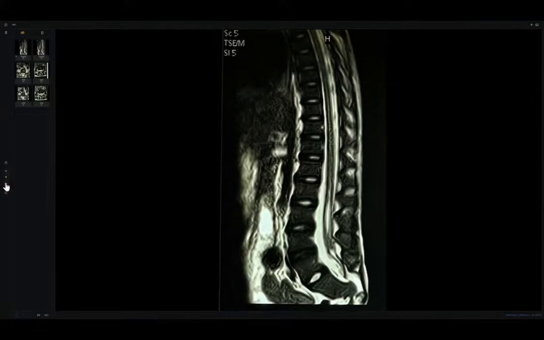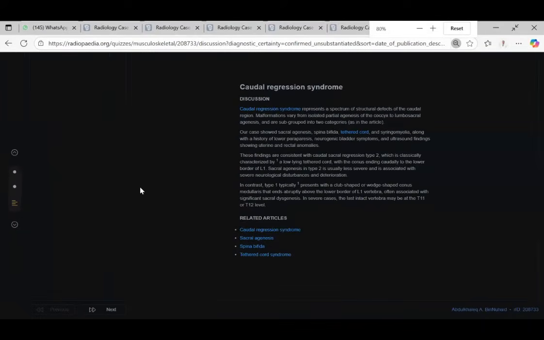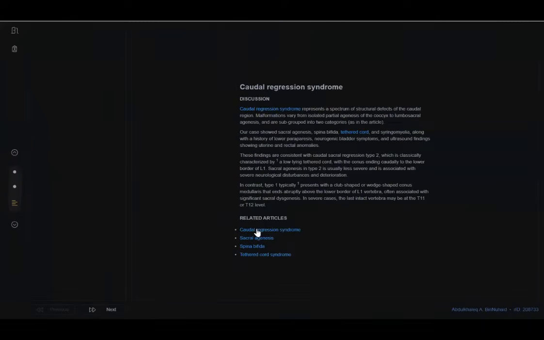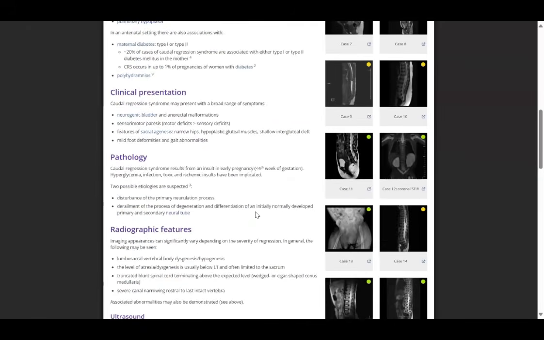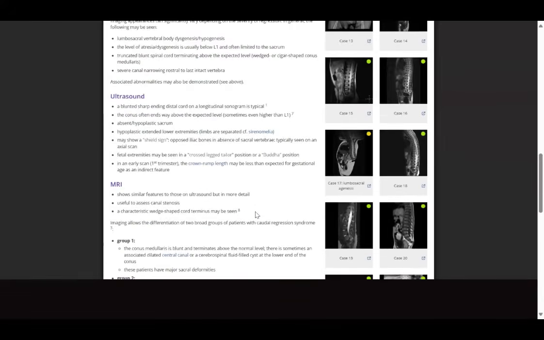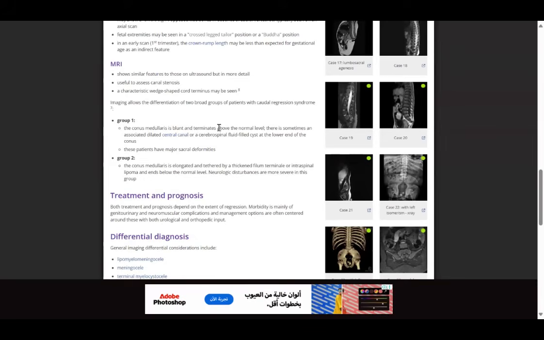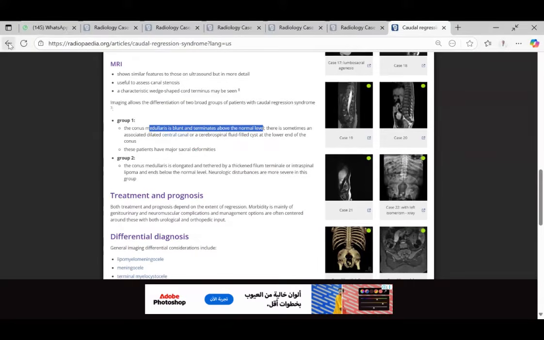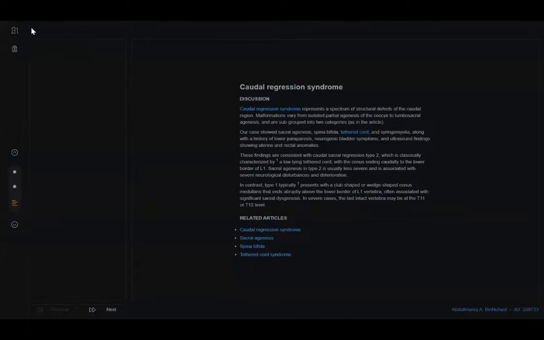By the way, my colleagues, there are two types of caudal regression, type 1 and type 2. Both are related to the level of the cord. Where is the cord? Look here. When the conus medullaris is at the normal level, this means group 1. When it is a tethered cord, this is group 2. Just a small, simple piece of information. Thank you so much, doctor.